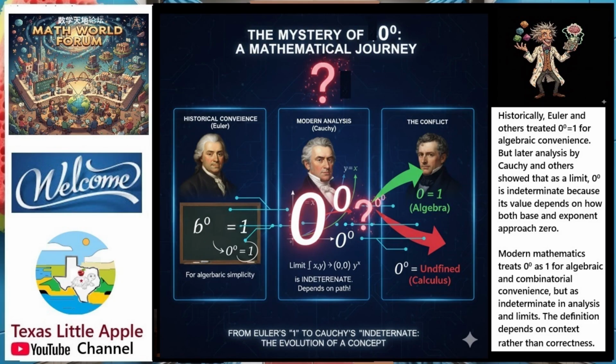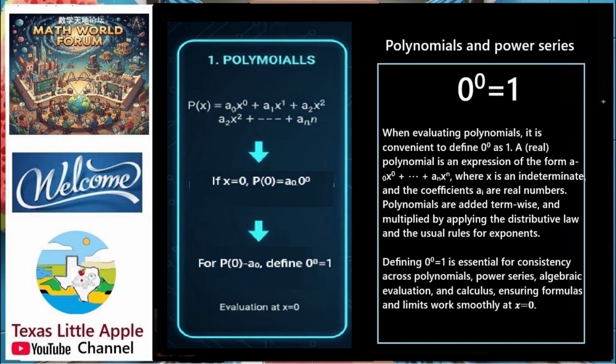From this video, we can summarize. Algebra says, define 0 to the 0 power as 1 for convenience. Calculus says, careful, it depends on the limit. That is why mathematicians say this value is sometimes 1, sometimes undefined, but always interesting. Next, let us see some examples.